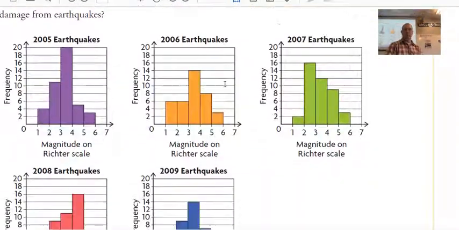All right, just one more example here. Here's some histograms here.